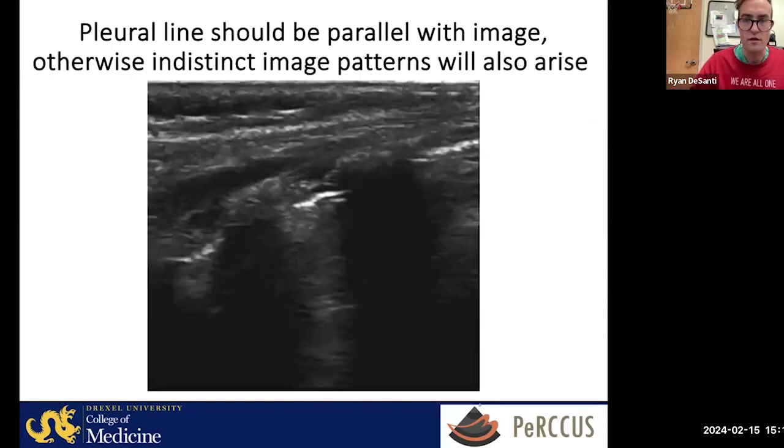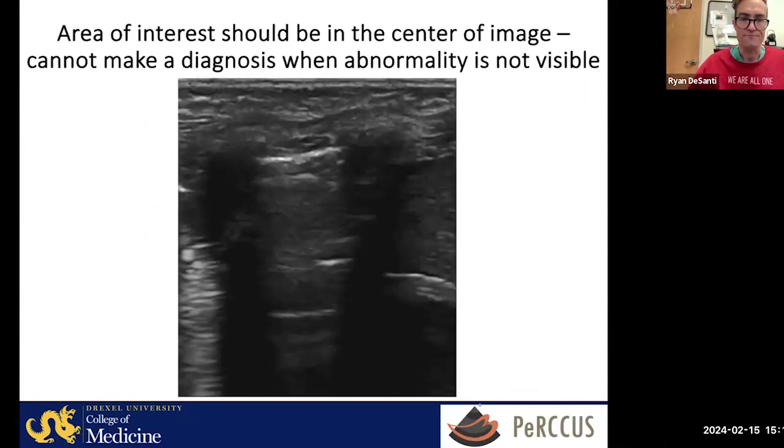Another point is that the pleural line should be generally parallel on the image, or straight across. Otherwise, you can get, again, indistinct imaging patterns, which again make it difficult to make an assessment of the examination.